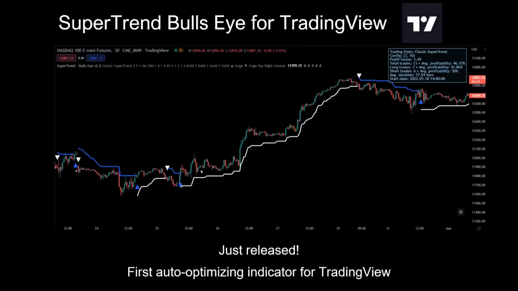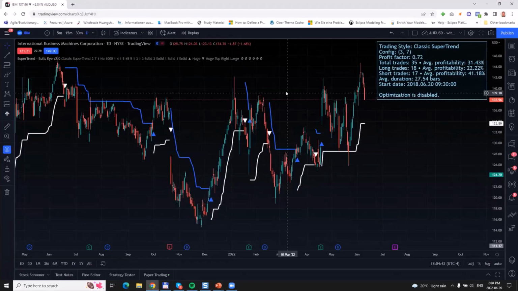We have finally released, after a couple of weeks in the making, Super Trend Bullseye for TradingView. It is, I believe, the first auto-optimizing super trend indicator. And I'd like to use this chance to give you a small demonstration of how this indicator works on the TradingView platform. So this is a TradingView chart of IBM on the daily time frame.